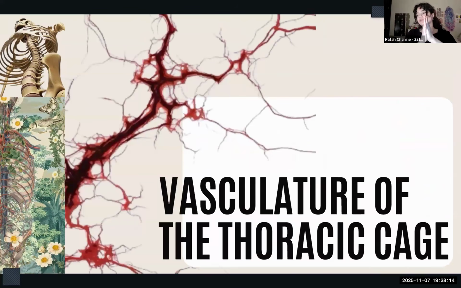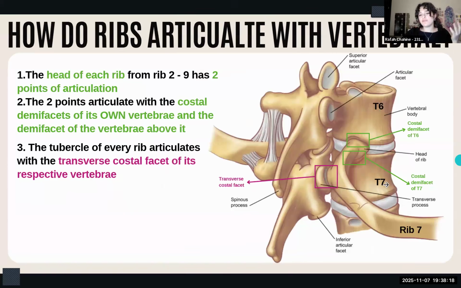It articulates with the one above it. Yes, that's why we have demifacets in typical vertebrae. Because remember how typical ribs have a head with two articulating facets. The one above is going to articulate with the vertebra above it, and the one below is going to articulate with its own vertebra. Do you get me?